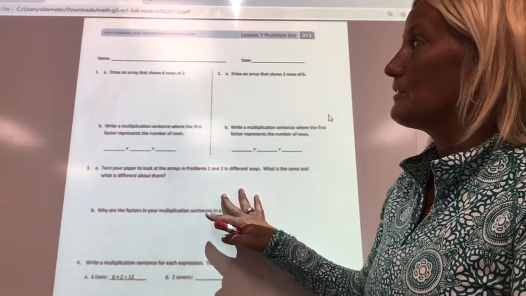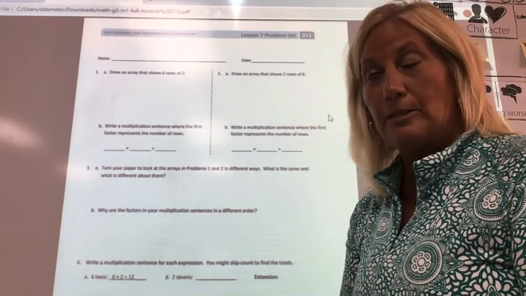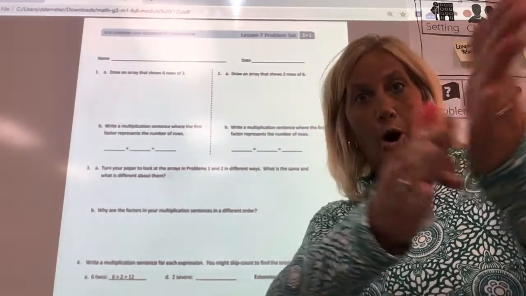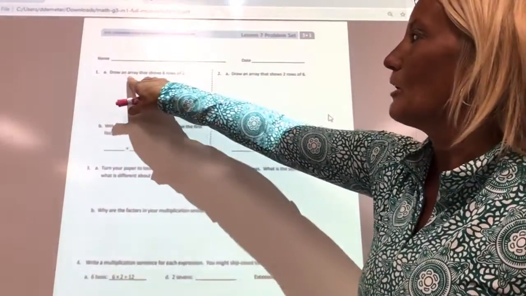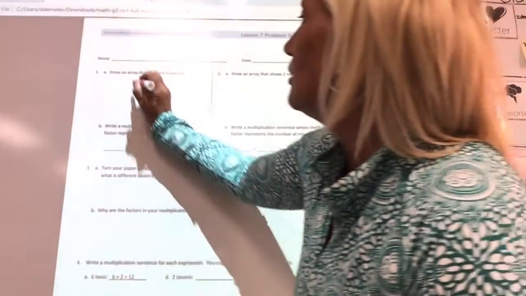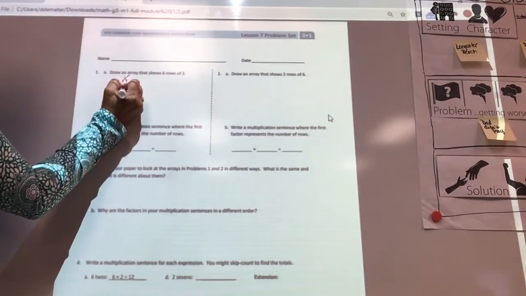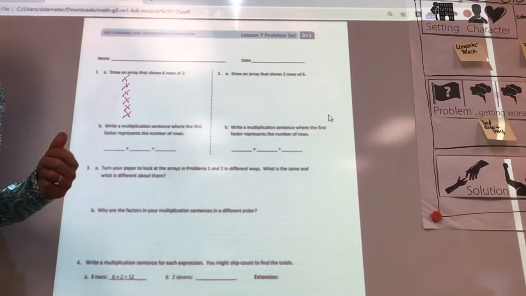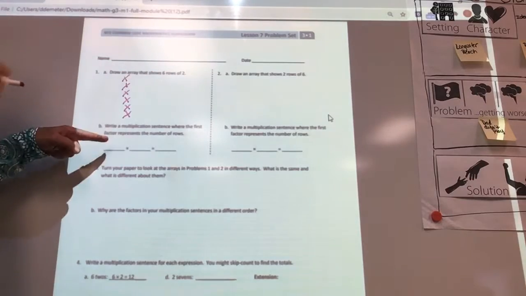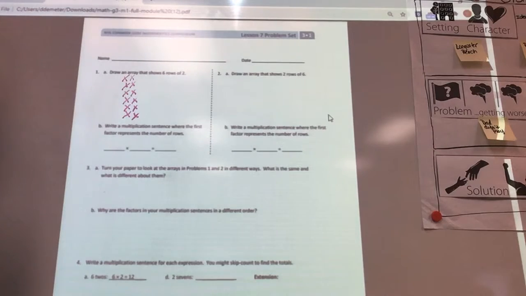Okay, so Lesson 7 deals with arrays, and when they say rows, think of students in rows, like one behind the other. That's how I remember it. So when it says draw an array that shows 6 rows, you're going to have 6 rows going down, and you can make X's, O's, dots, whatever you want to do, but there are 6 rows going down and 2 in each row. Okay, so that would be what your array would look like.